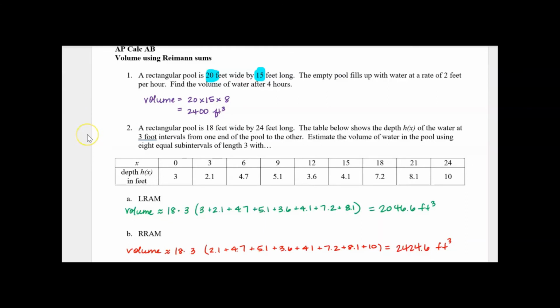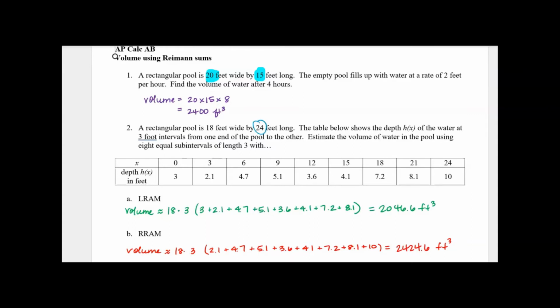Number two, a rectangular pool is 18 feet wide by 24 feet long. The table below shows the depth h of the water at 3-foot intervals from one end of the pool to the other. Estimate the volume of water in the pool using 8 equal subintervals of length 3, and then you have all different depths for the pool. So one thing that they've done is they've taken the length of the pool, which is the 24 feet, and they've divided it into these 8 subintervals.